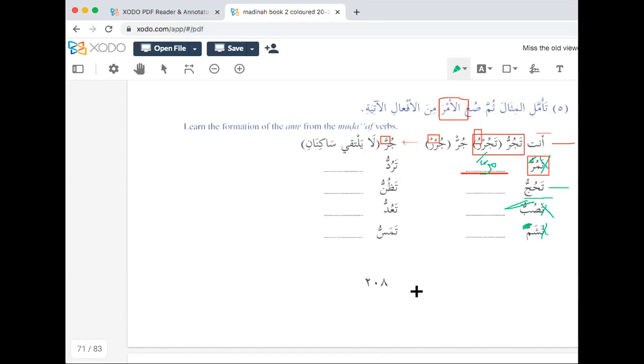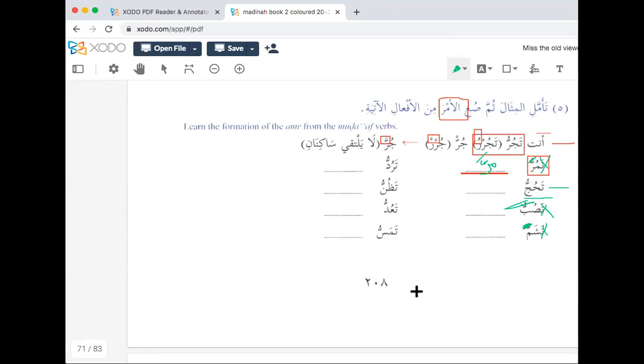And then radda yaruddu. Who's got that one? Abdullah, you with us? Naam ahsanti. Rudda, as it came in the text, in the chat. Rudda, return it.